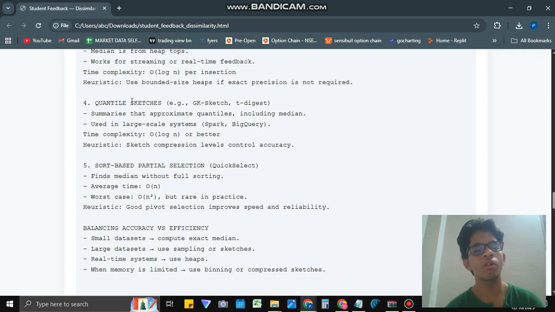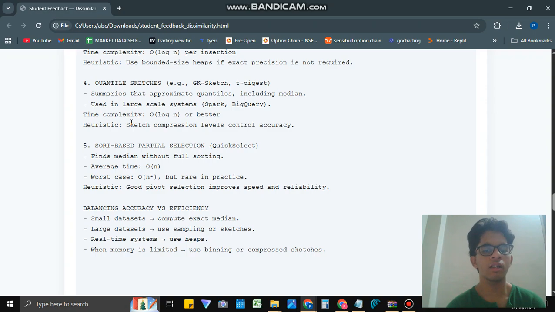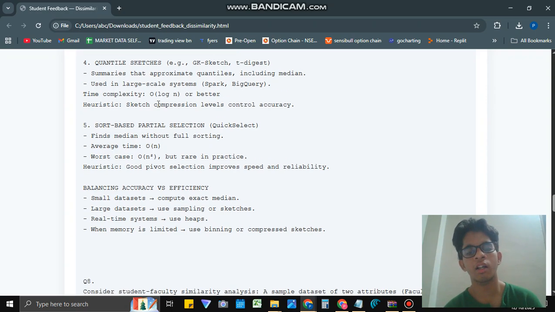Then we move on to quantile sketches. In this we basically summarize the approximate quantiles, including the median. The sketch compression level controls accuracy, that is, how much we compress the sketch. The more compressed the levels, the less the accuracy. That's how it is used in large-scale systems like Spark and BigQuery.